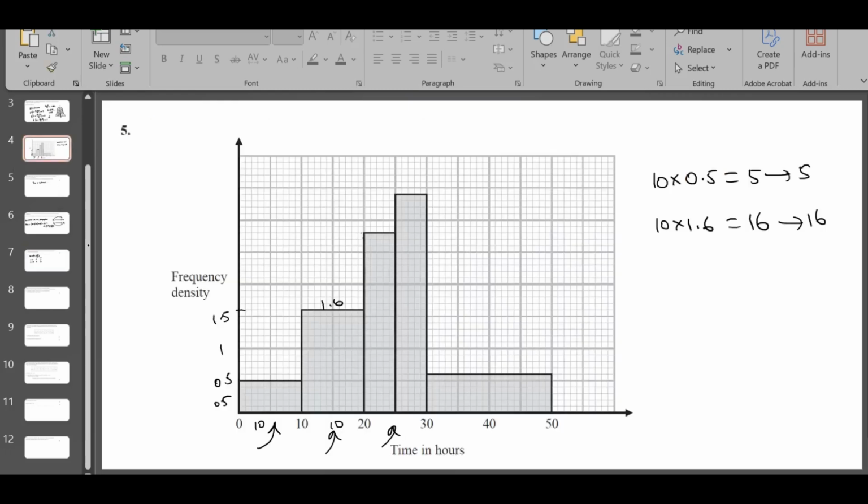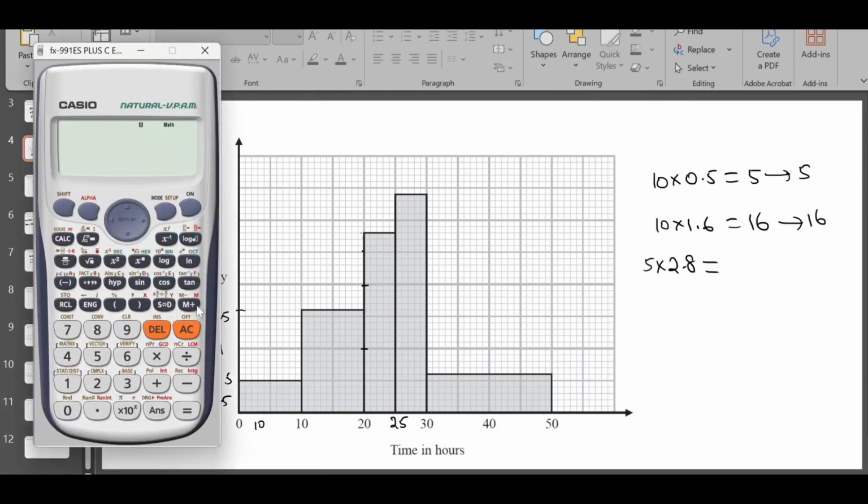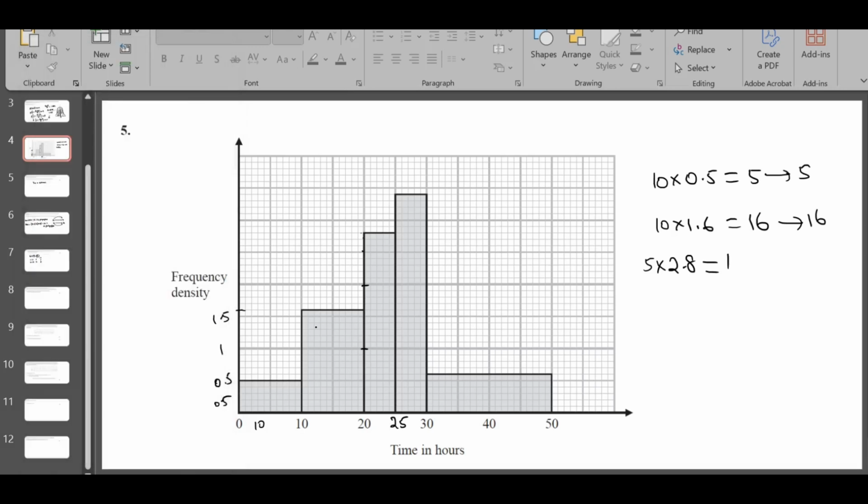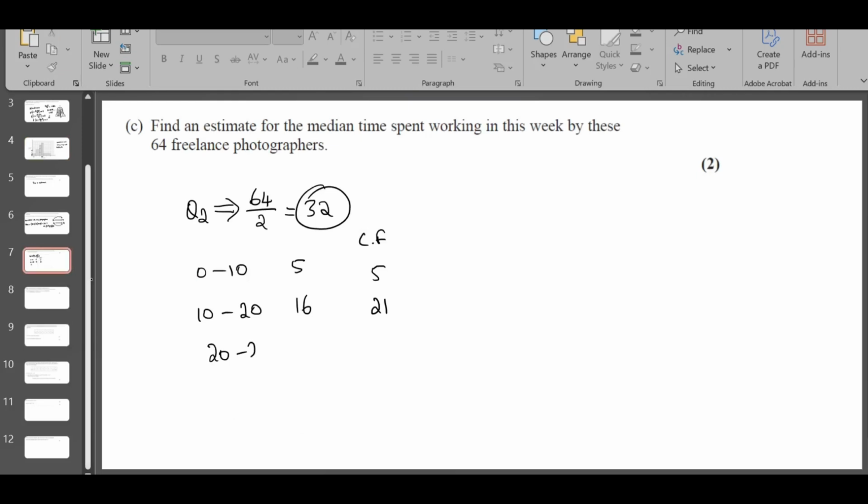Let's find the next interval, 20 to 25. The area of this is 5 times 2.8, which is 14 actually. So for the next interval, 20 to 25, it's 14. When you add, you will get 35. Definitely the 32 lies in here, right?